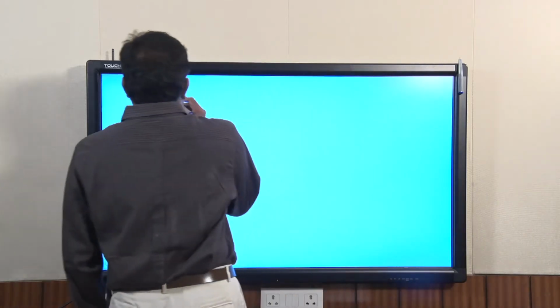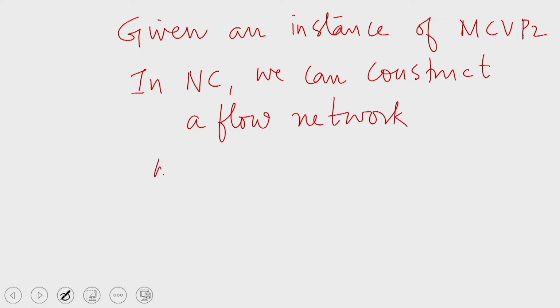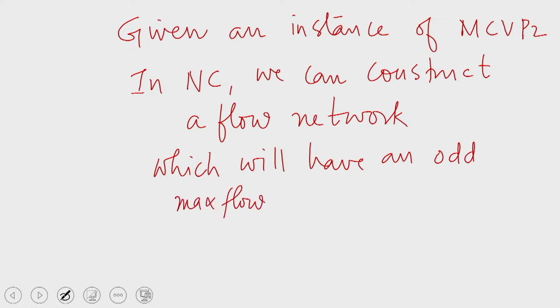It is this proof that we are going to depend on now. So we assume that we are given an instance of MCVP2 in NC. We can construct a flow network which will have an odd maximum flow if and only if the circuit evaluates to 1.